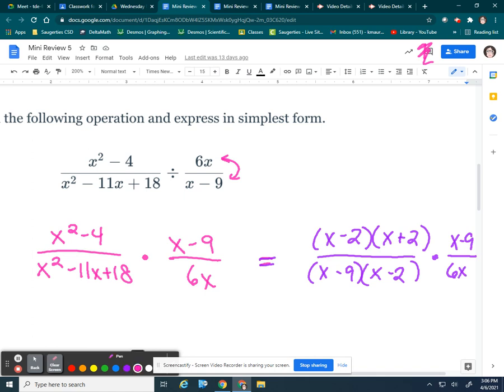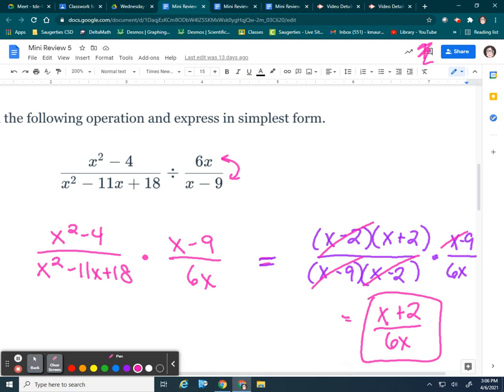So I start crossing out. This is my favorite part. X minus 2 goes away. X minus 9 goes away. And I'm left with x plus 2 all over 6x. Now we have a binomial on top and a monomial on the bottom. You can't cross things out because that plus sign cements those two things together on top.